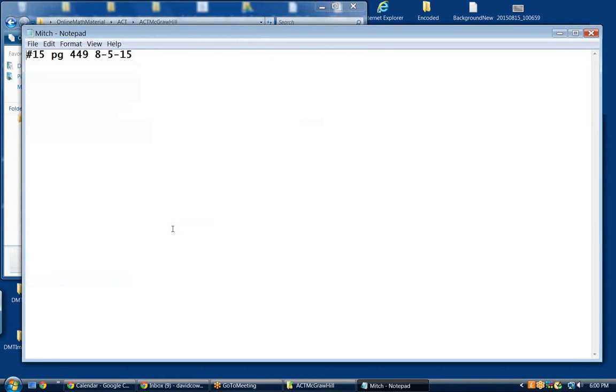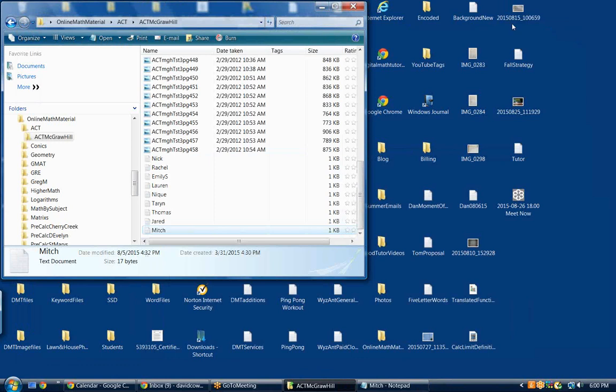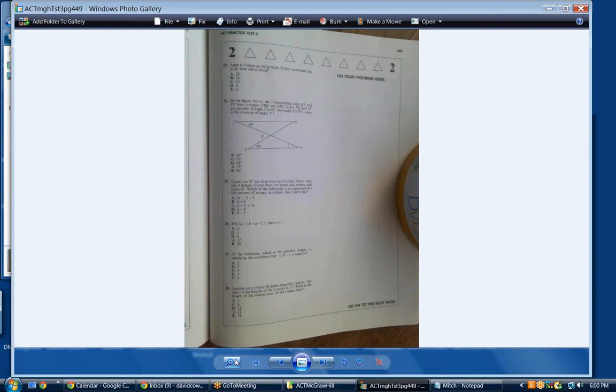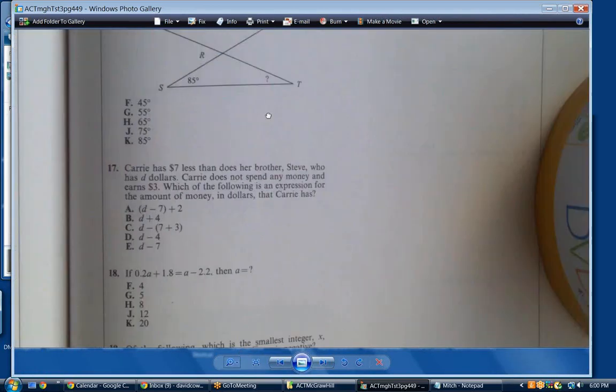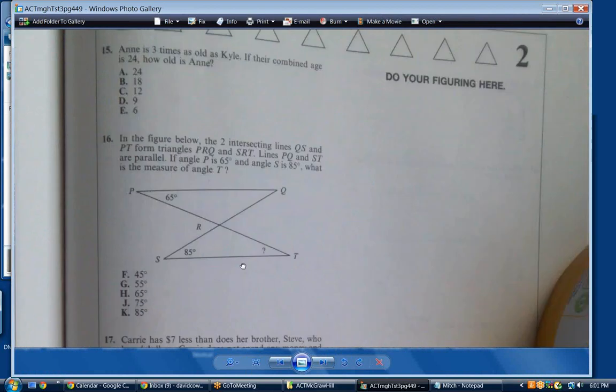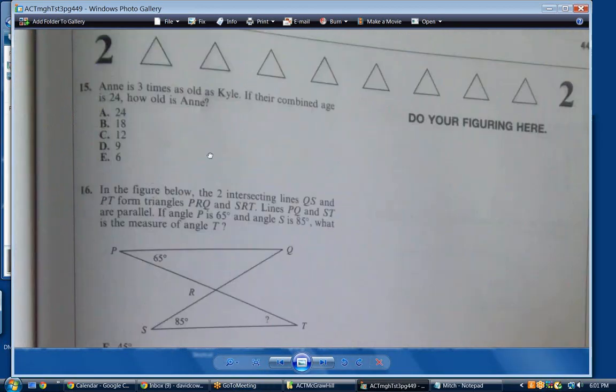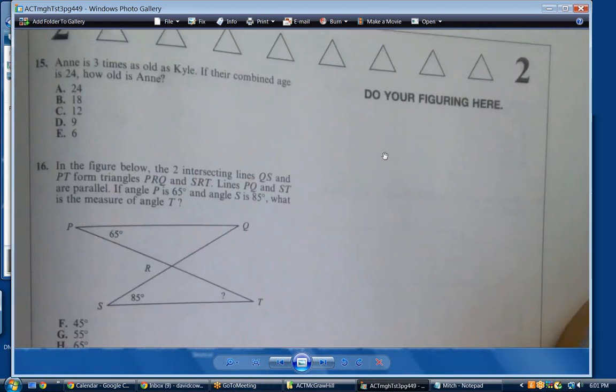Let's see, page 449, number 15 was the last one we did. 449, number 15, which would have been that top one. And notice, once again, it's hard for me when I see problems like 15, the very first thing that comes to my mind is back solve.